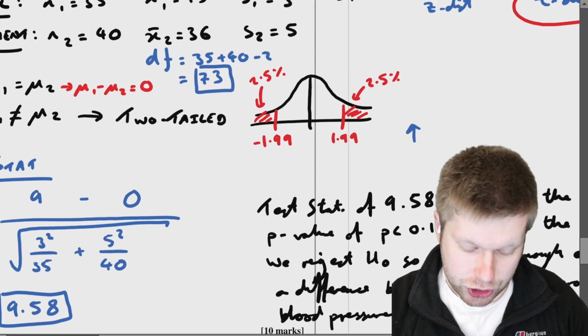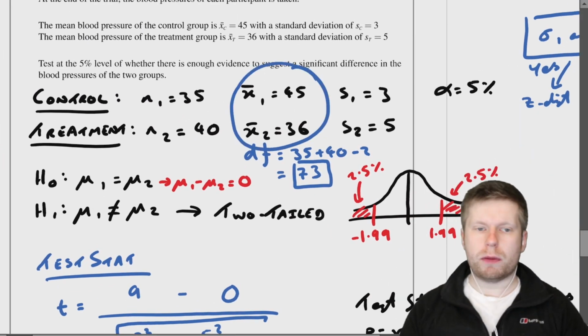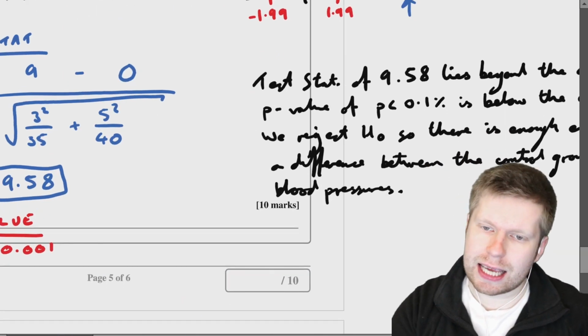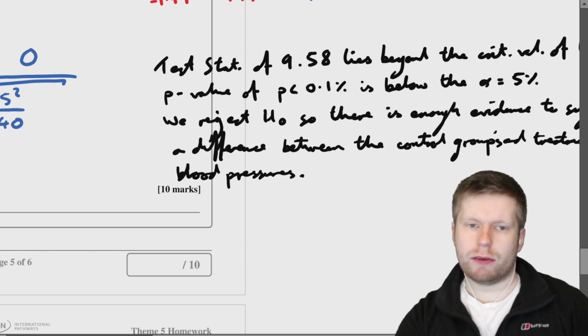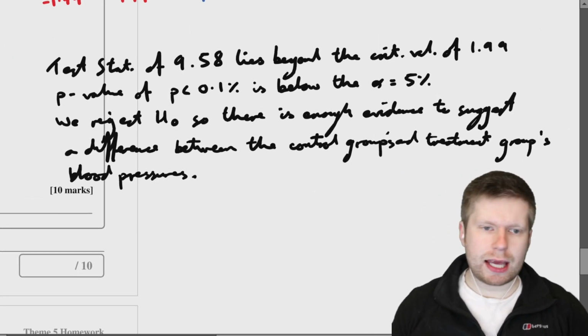Now in this case, our sample data suggests that there is a decrease. It goes from 45 for the control group to 36 for the treatment group. So there is a difference. It's suggesting it is going down, which is the right direction. The pharmaceutical company will be pleased, or whoever put this treatment together.